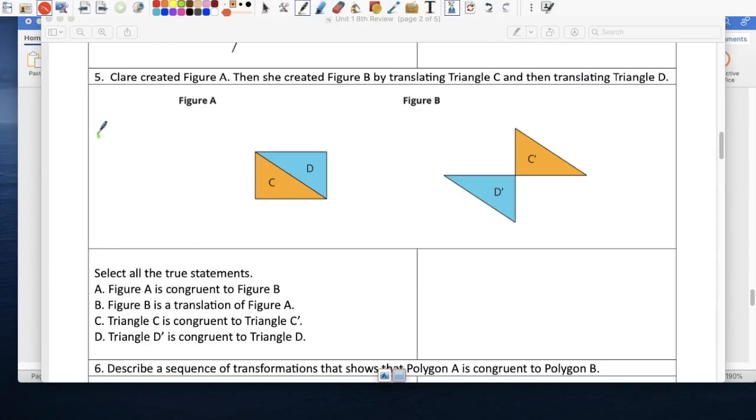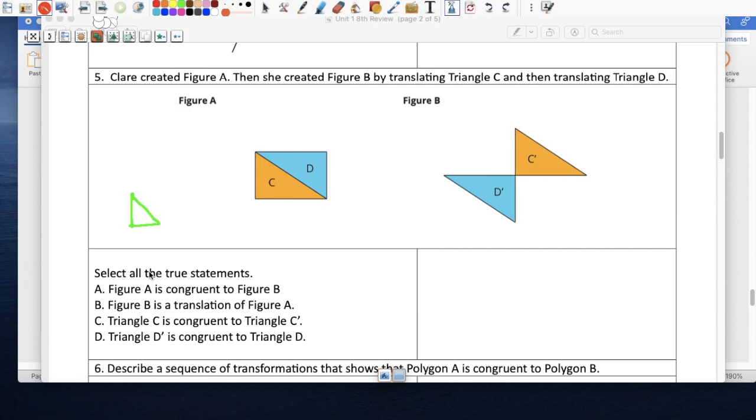So what's a translation? A translation is when you take something like this and you move it left or right or up and down. Never diagonal, left or right or up and down. Right, so if I move this triangle left and right, look at that. So she took triangle C, the pink one, and she moved it. And she translated, right? So she moved it a little bit to the right and then up. Likewise, with a translation, you can move it up and down, right? So that's a translation. All right, so let's see what she did.